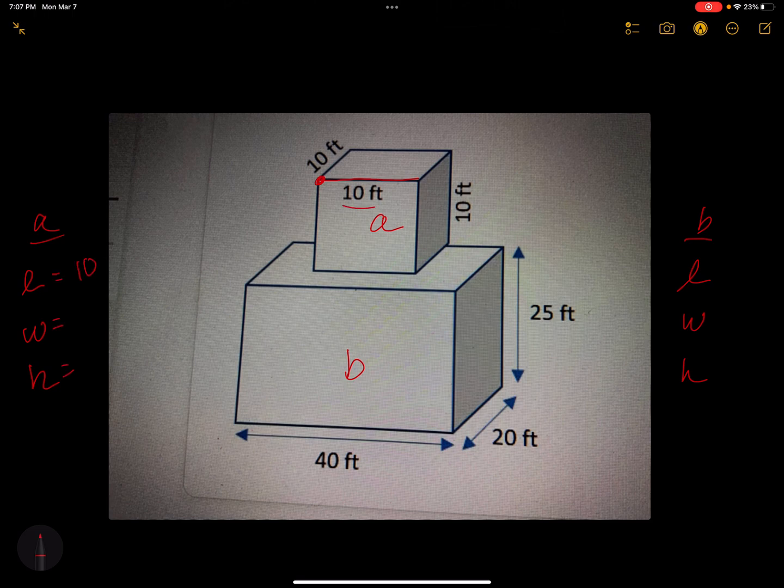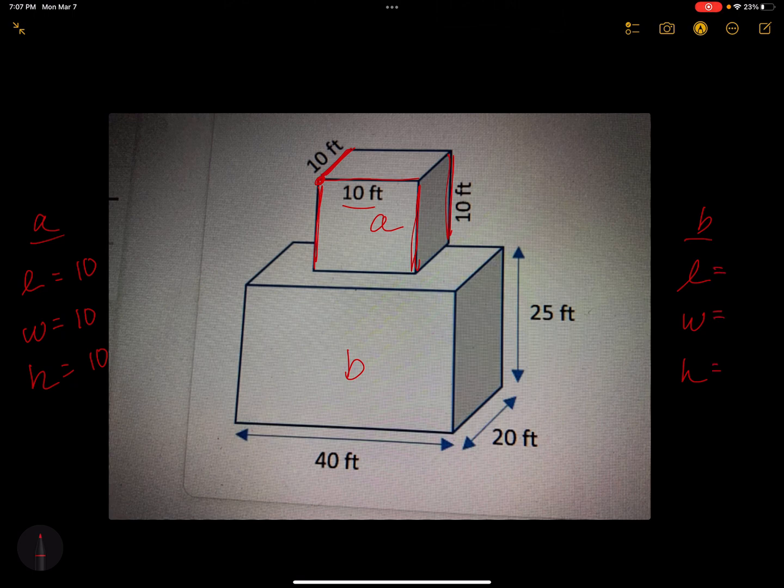Okay, do we know the height up and down? Yep, it's the same as this, which is 10. And do we know the last one, the width, the back to front? Yep, that's 10. Okay, it's a perfect cube, it's 10. Right, got that.